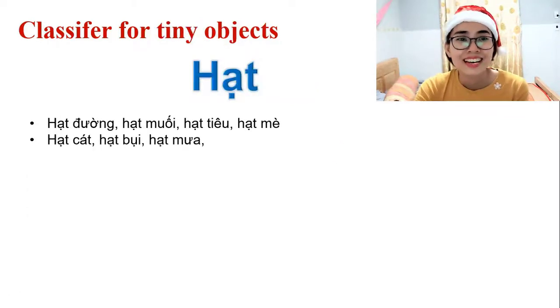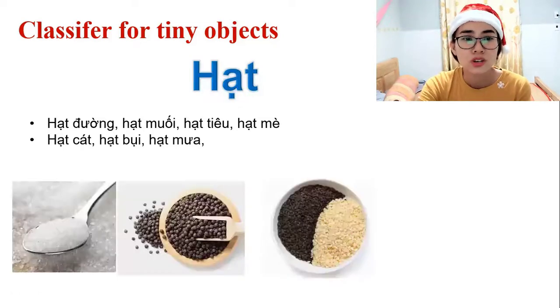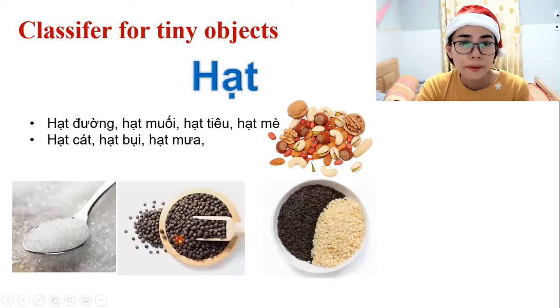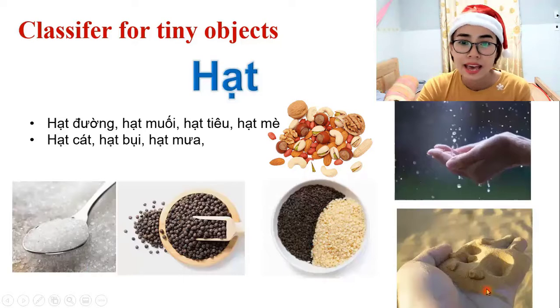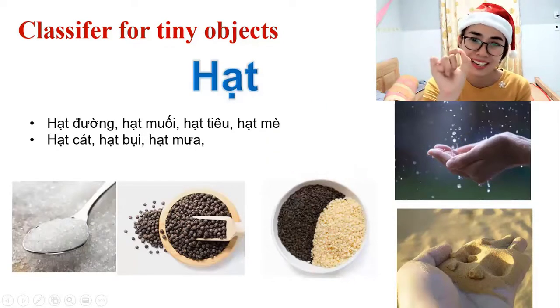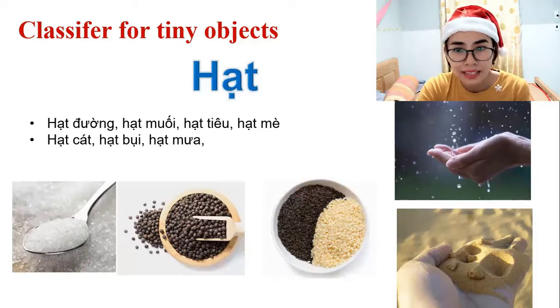Next, classifier for very tiny objects. Hạt. What are the tiny objects that we are talking about? Okay, sugar, salt, pepper, sesame: hạt đường, hạt muối, hạt tiêu, hạt mè, or sand, hạt cát, or dust, hạt bụi, or raindrops here, hạt mưa. Very tiny, very small. Hạt.